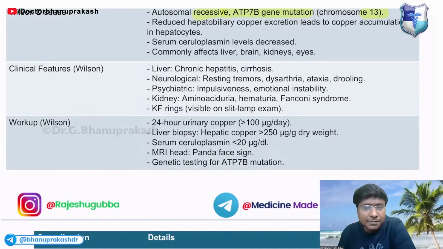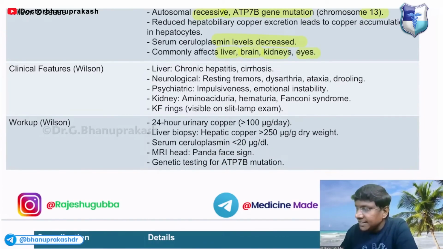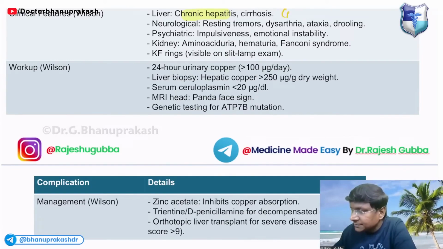Because of this gene problem, ceruloplasmin is deficient. And because ceruloplasmin is deficient, the copper will accumulate in various parts of our body: the liver, brain, kidney, as well as eyes. Multi-system involvement will be there in Wilson's. The liver problem is hepatitis and cirrhosis of the liver. Mainly in Wilson's, you will have macronodular cirrhosis.